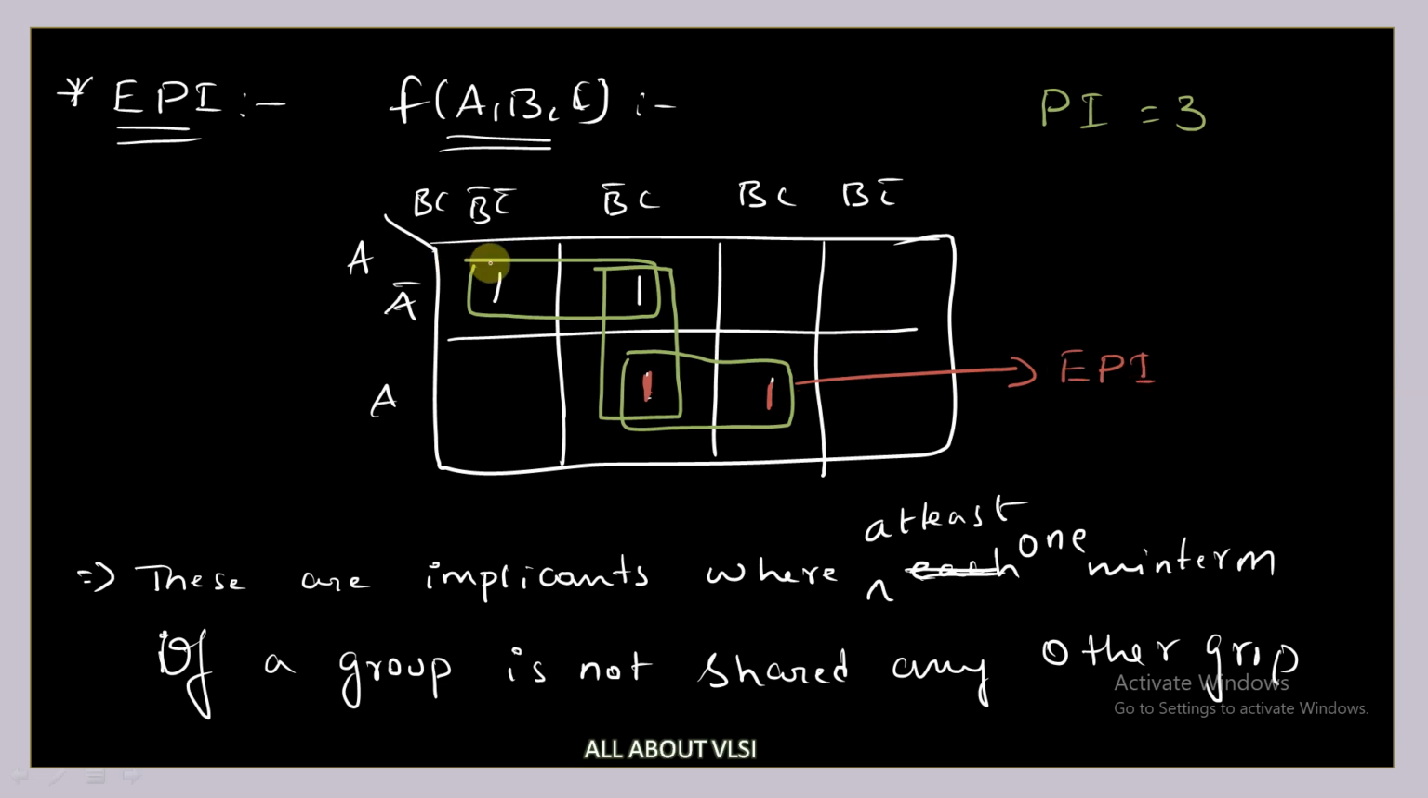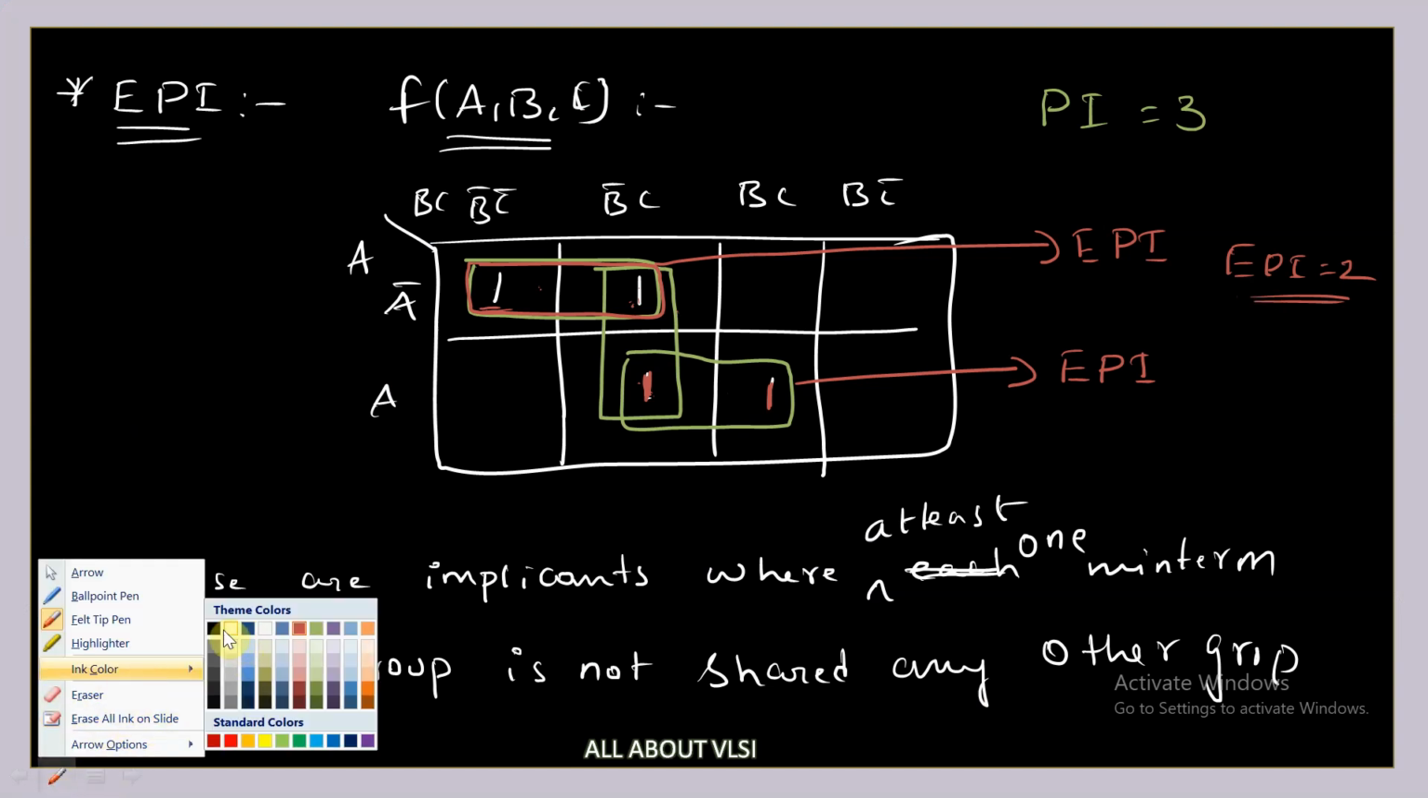Now in this group we can see that there are two minterms and this minterm is not shared by any other group. So that's why this is also an EPI. Coming to this third group, we have two minterms where this minterm is shared by one group and this one is shared by another group. So you cannot say this group is an EPI. So the count of EPI here is 2. Is it clear up to here? Exactly, 2. Correct.